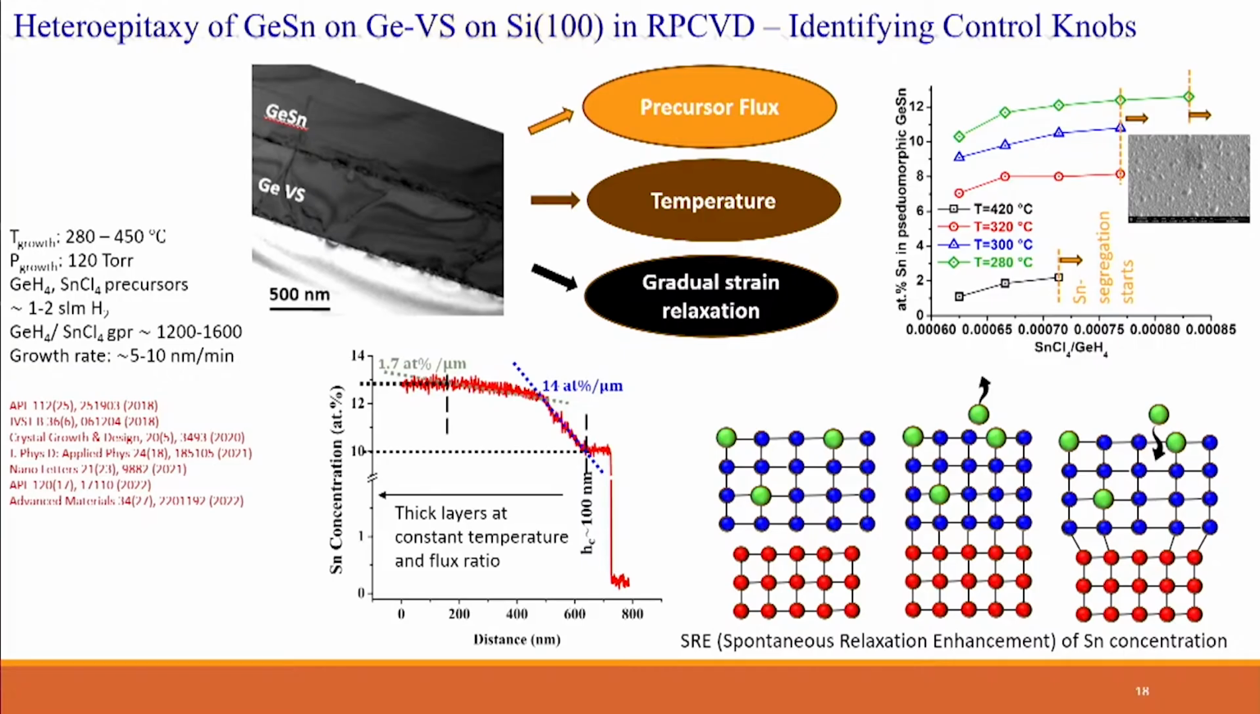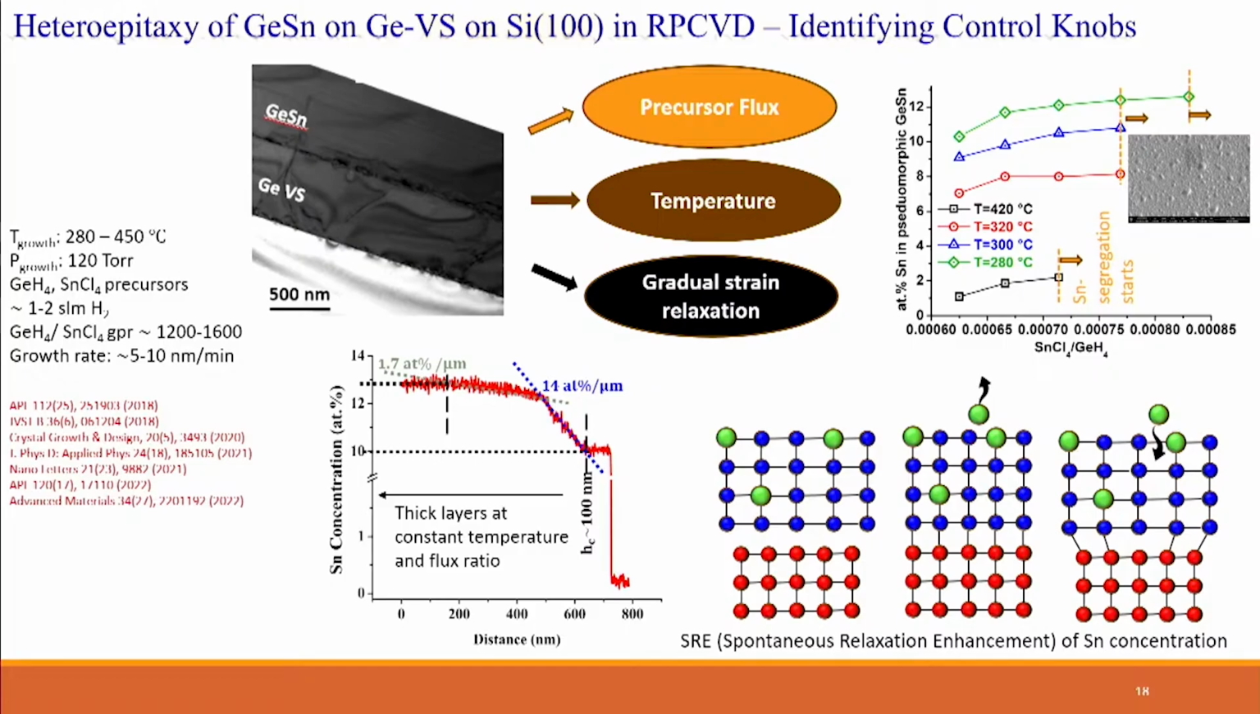Again, not going into details, there are 3 main control knobs. For this germanium tin growth, we need to keep a very high gas phase ratio of germane to tin. This is needed because tin chloride needs excess germanium to crack this precursor. That also means that there is not much tunability we get through precursor flux. At any temperature, you start from a composition, you start increasing the tin flux. At some point, there is so much tin at the surface that it starts to segregate.